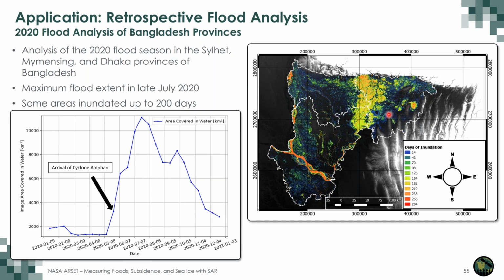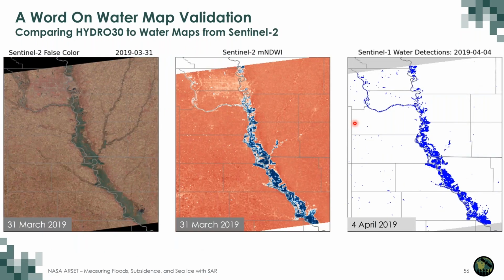If you have multiple observations, you can also calculate how many days particular areas are inundated. This is a heat map that shows reddish regions inundated for many, many days, and blue regions inundated only for short periods of time. This information can be useful if you have agricultural areas and you want to understand whether the crops in the area may have survived or may have drowned during an inundation event.